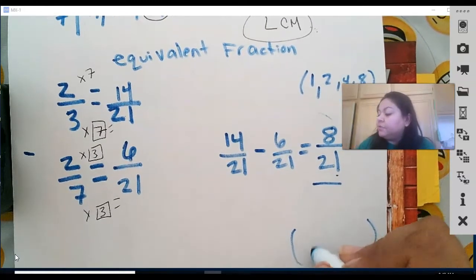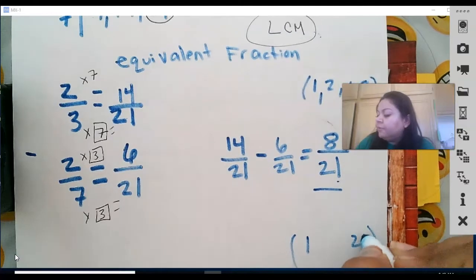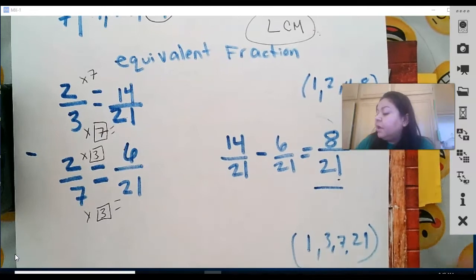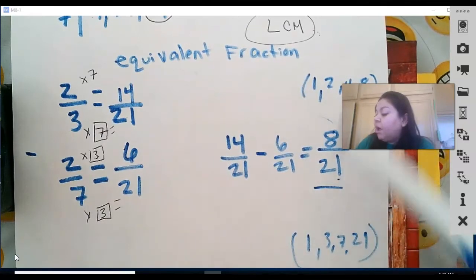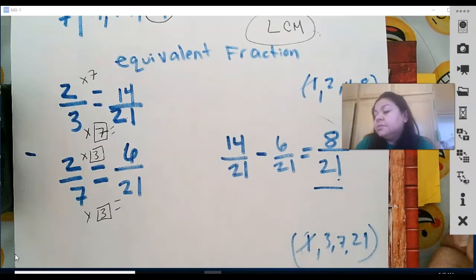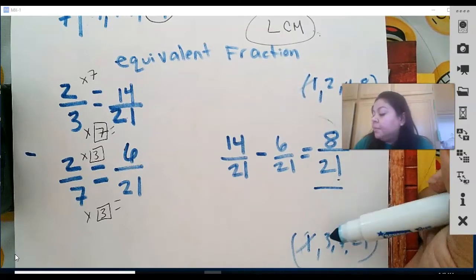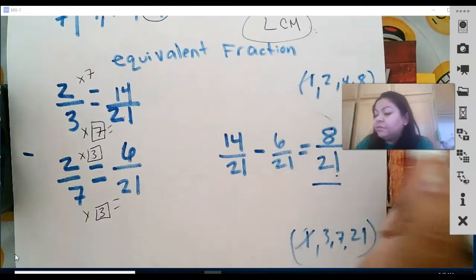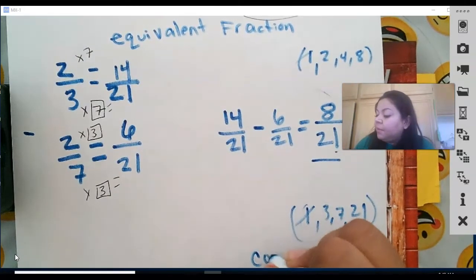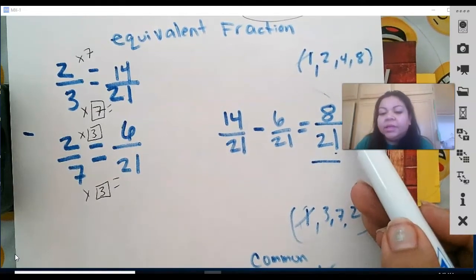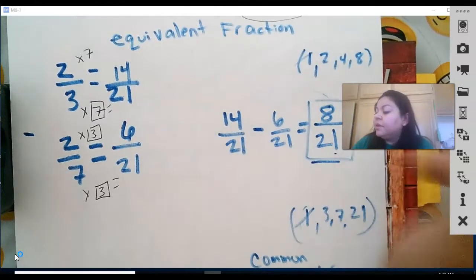And now my factors of 21, I know that 1 and 21 are factors. And 3 and 7 are factors. Now I need to check, do I have any common ones? No, right? 1 is common, but we don't count 1 when we do this because it'll just give you the same thing. Other than that, there's no common factor. So this is another term that you need to know. I'm looking for my common factor and I don't have one. That means that it's already in its simplest form. So the answer is 8 over 21.